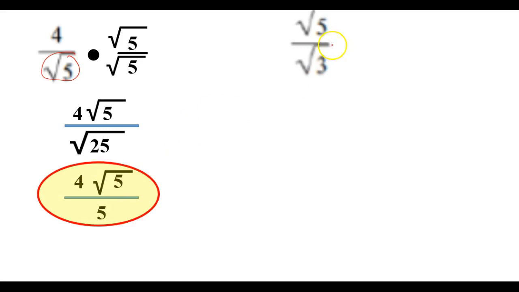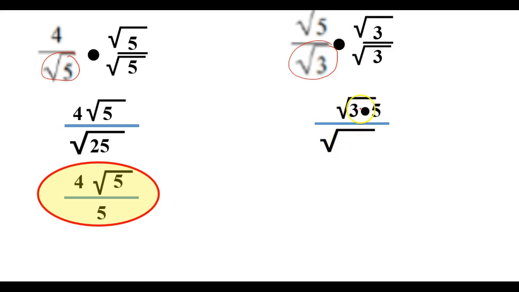For this one, what would I multiply both numerator and denominator by? Rad 3, right? So let's go ahead and multiply that out. 3 times 3 and 5 times 3 under 1 radical. That would be 3 times 5. And 3 times 3 is 9. What would 3 times 5 actually be? So square root of 9 is 3, and 3 times 5 is 15.